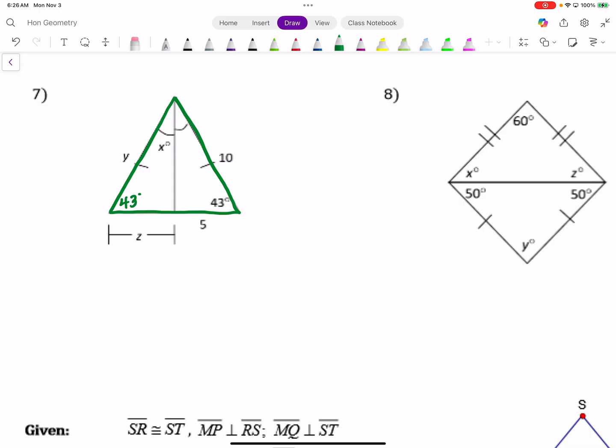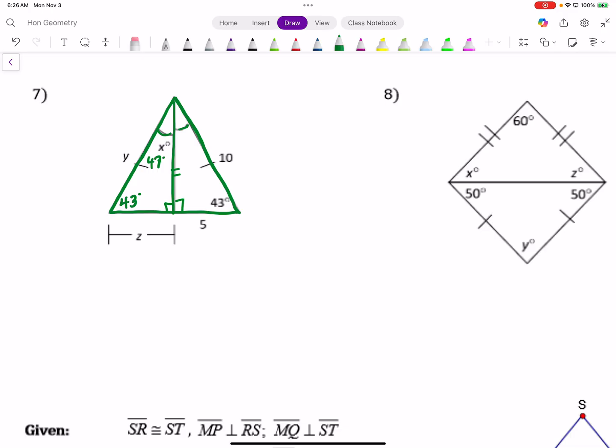Up here, if I'm cutting this angle in half, then that means I've just created an angle bisector, which means it's going to be a perpendicular bisector. Okay, so just looking at the left side, there's 43 degrees. That leaves me what, 47 degrees up here to make the 90 degrees.